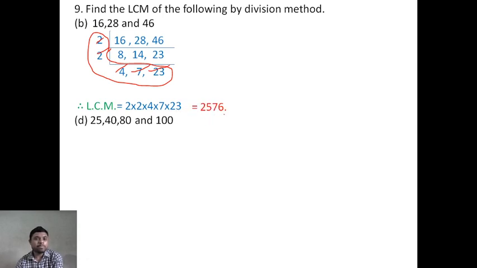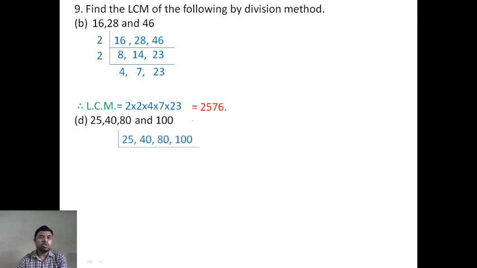Is it clear? Okay, now question number D. In the same way, write it. Now we will find the common prime factor. So let's start with 2. Can you take 2 as a common factor? Can you divide 25 by 2? No. Can you divide 40 by 2? Yes. Can you divide 80 by 2? Yes. Can you divide 100 by 2? Yes. So can we take 2?